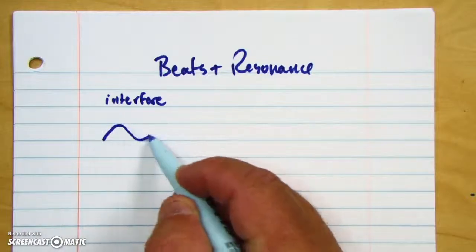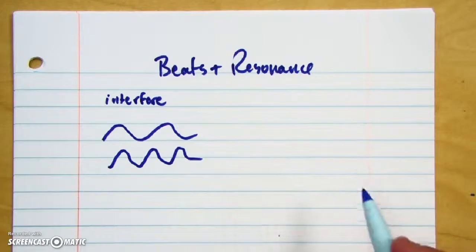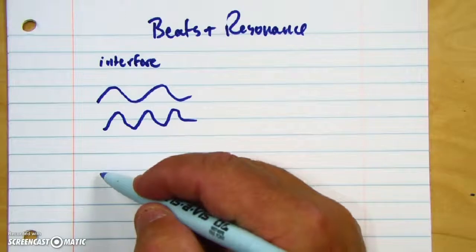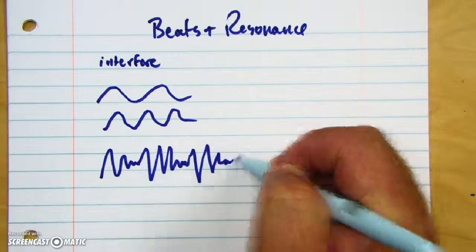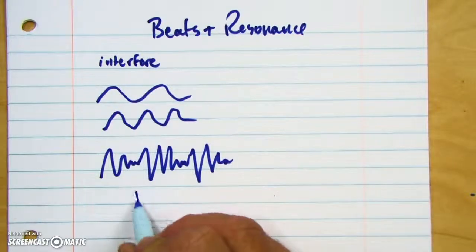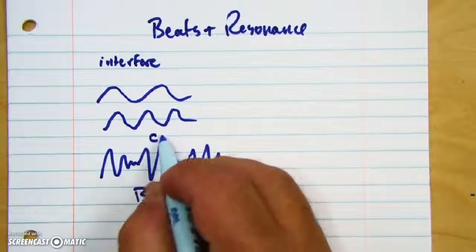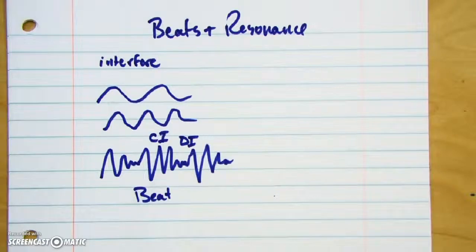So if I have two waves, one that looks like that and one that looks like that, they don't match up exactly. So what's going to happen is I'm going to get something that looks like this when I put them together. This is called a beat. A beat is an up and down sound due to constructive and destructive interference. This would be constructive interference. Right here would be destructive interference. So it's going to add up to something that happens like that.